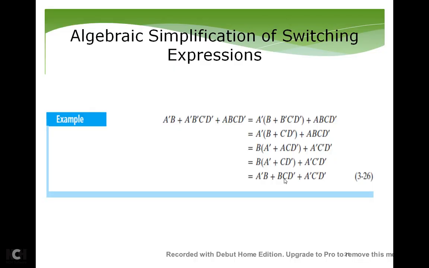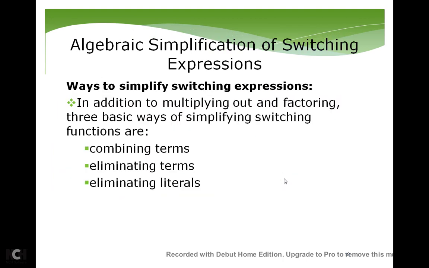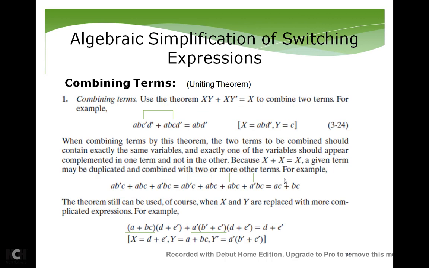All right, so we have done what? Combining terms, eliminating literals. The combining terms was done by uniting. We used to call the uniting something else. Okay, now it's called uniting. And then we have the uniting, then the absorption, and then the elimination. We used to call the uniting adjacency. In the 4th edition textbook, we called this adjacency. Now it's called uniting.